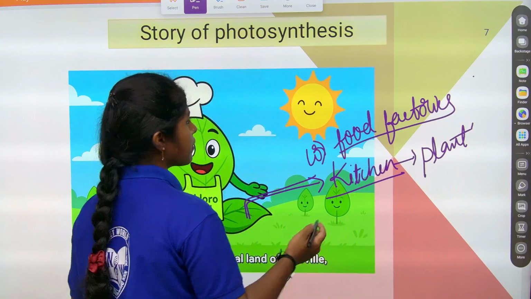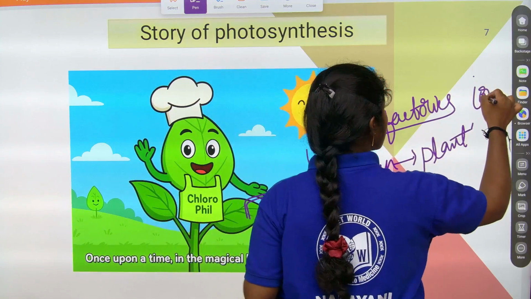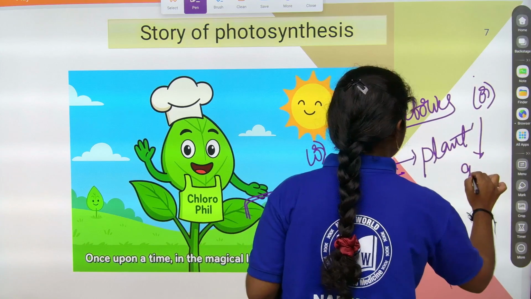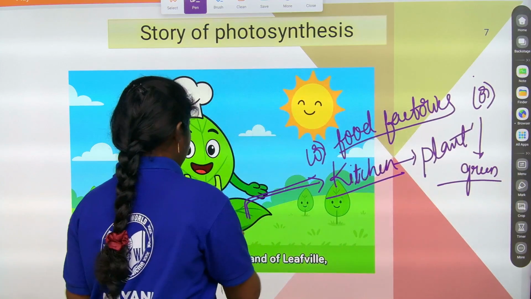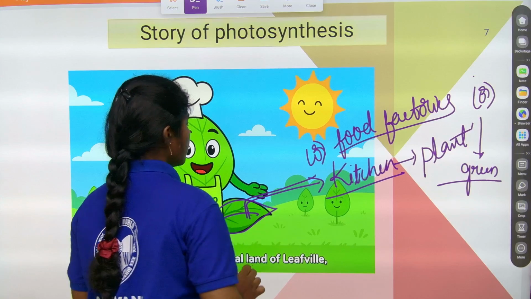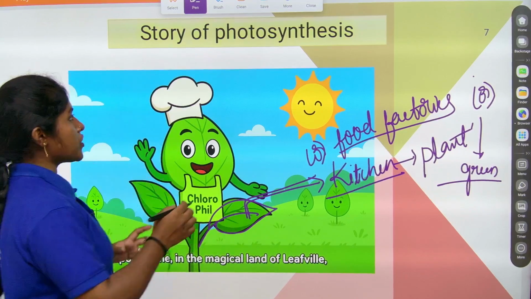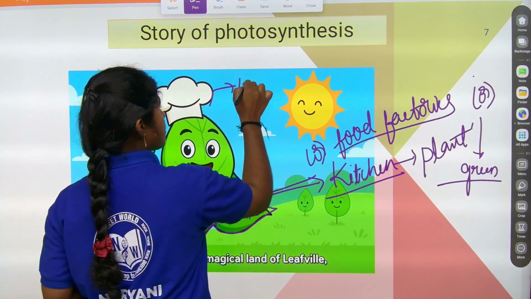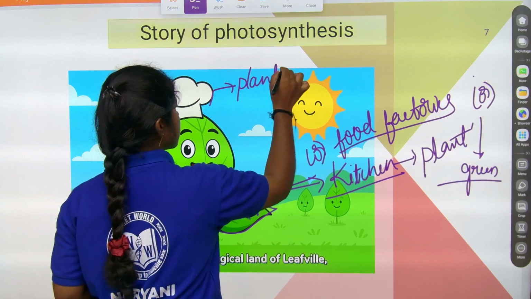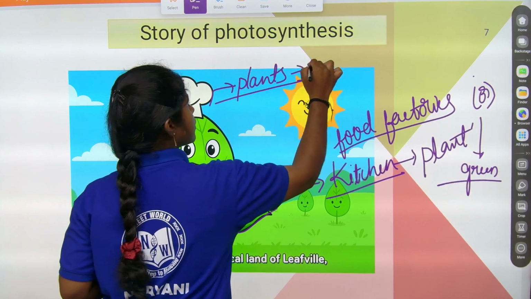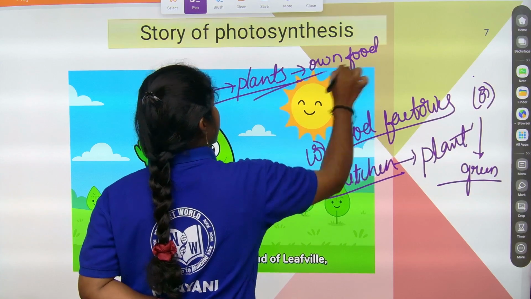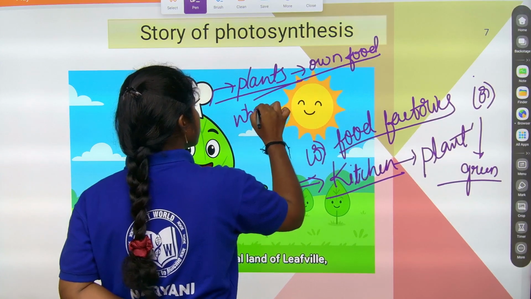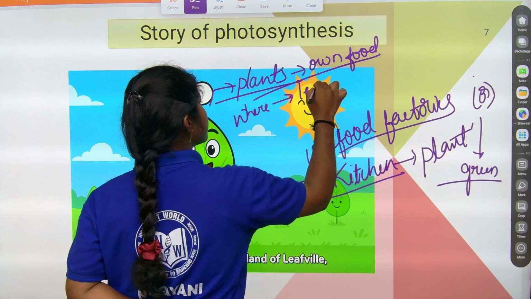And also some green stems, but most of the food is prepared in the leaves, right, in the leaves. So if you have a question, of course plants are preparing their own food materials, right? Where is it preparing? You have the question. Where is it, children? It is a leaf.